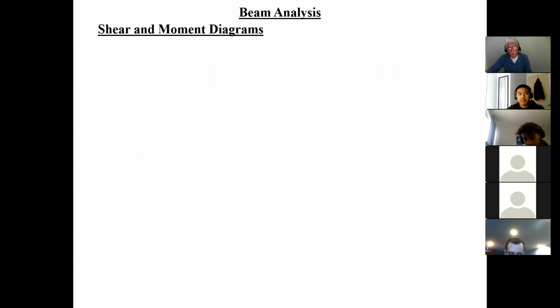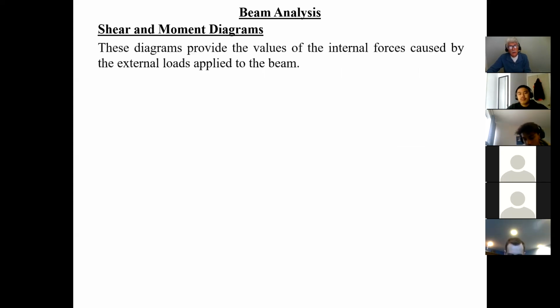Okay, now shear and moment diagrams, so that you guys can appreciate what you're actually doing. Now, these diagrams provide the values of internal forces caused by the external loads applied to a beam. Can somebody try to explain to me what this is saying in their own words? Take a stab at it. Can anybody have an idea what we mean here?